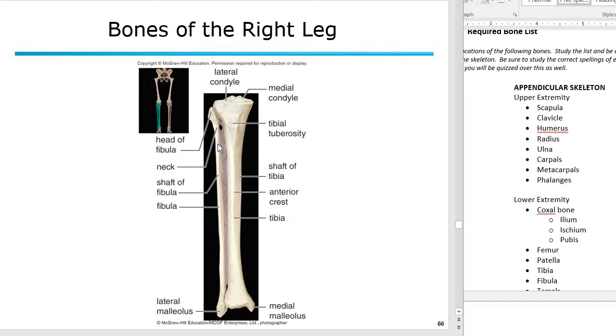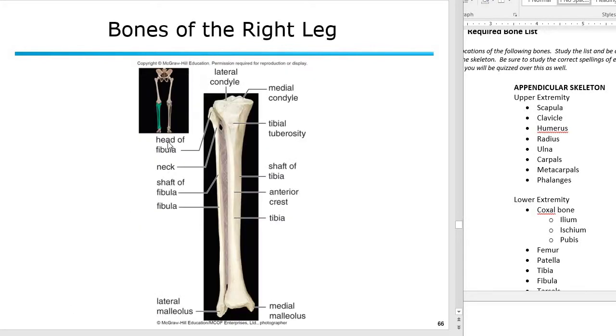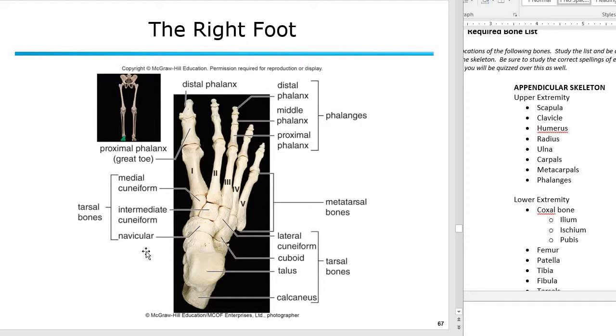There are also some features here. We have some condyles, a medial condyle, meaning towards the inside of the leg, and a lateral condyle on the outside. We have some tuberosities. There's a crest here. Those are some parts of the tibia and fibula. Oh, one other thing, the patella. I guess it doesn't show it specifically here, but the patella is the kneecap, and that's in there as well. It's a sesamoid bone between the femur and the tibia and fibula.